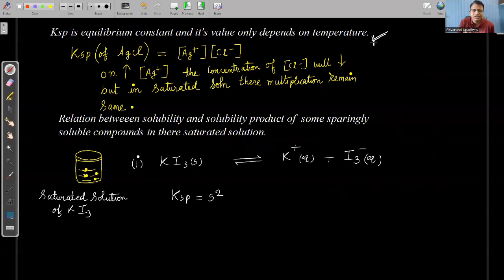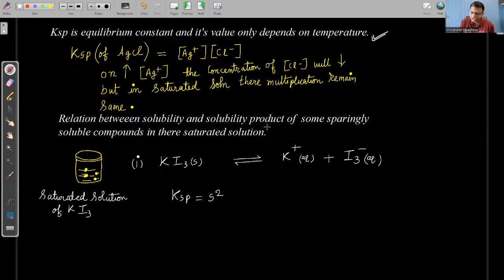will remain constant. If we increase the concentration of Ag+ ion, then the concentration of Cl- ion will decrease, or vice versa. So increasing the concentration of one chemical species will decrease the concentration of the other, because the product of their concentrations is equal to a constant. This is the thing we have to keep in mind while studying solubility and solubility product.